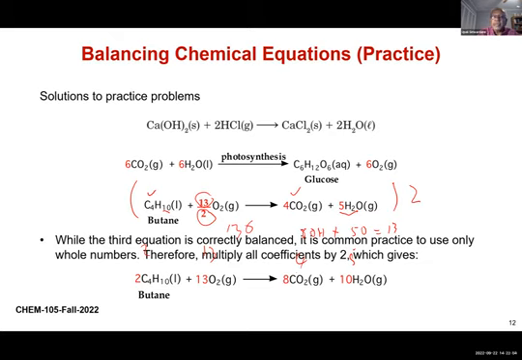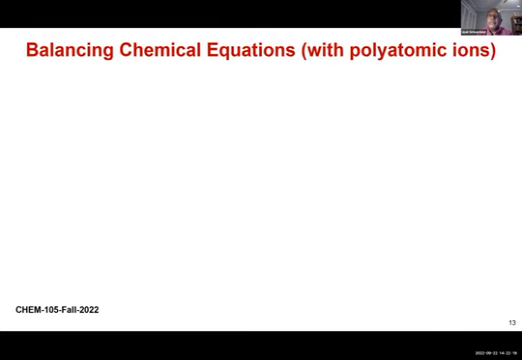That's 8. That's 8. 8 oxygen. So that's how you balance a chemical equation. All right.